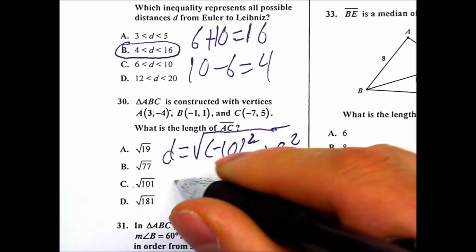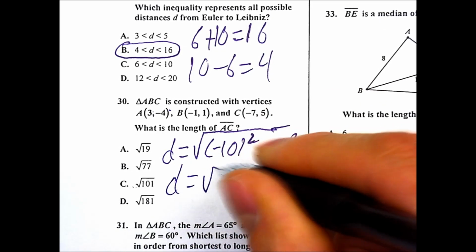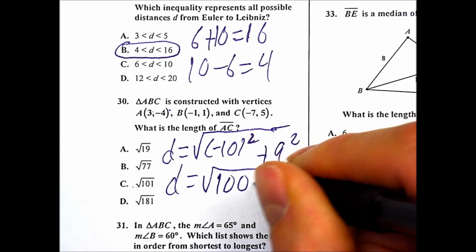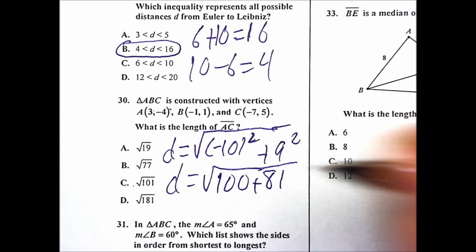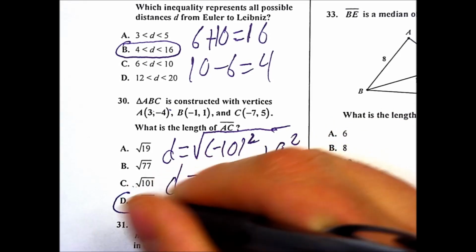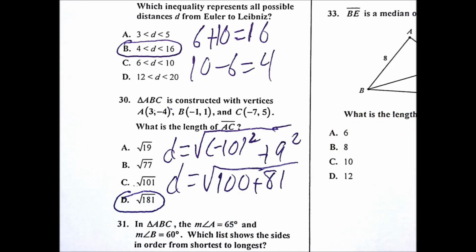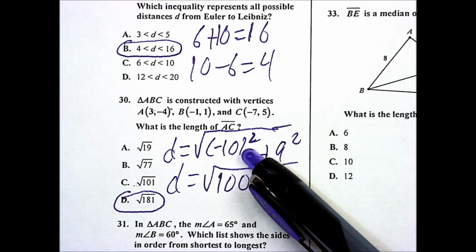A negative quantity squared is positive, so this will be 100 plus 9, 81, because 9 squared is 81. So this will be the square root of 181. When you're doing this question, the negative quantity squared is always positive.